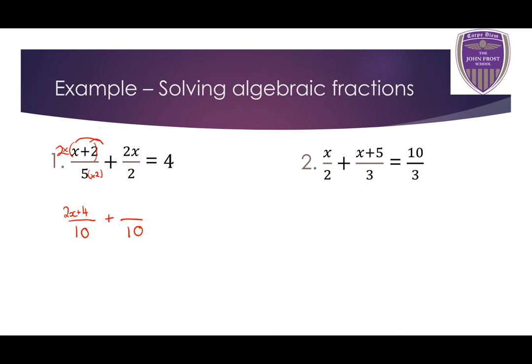What about the second one? How do we get the something over 2 to be something over 10? Well, I have to multiply it by 5. Whatever I do to the bottom, I have to do to the top. So 2x times 5 is going to be 10x.